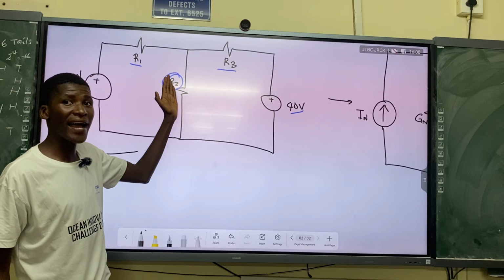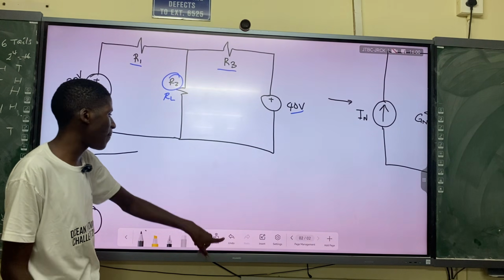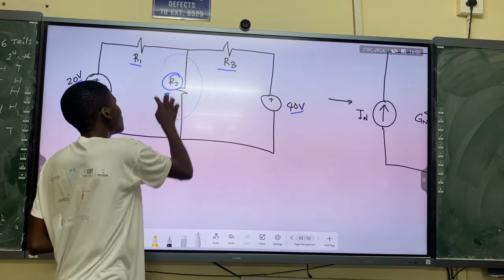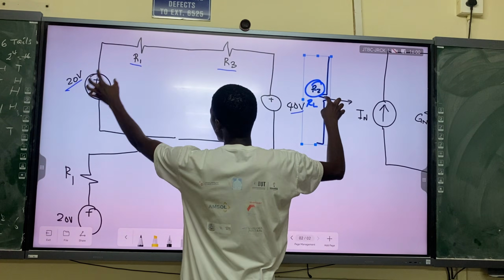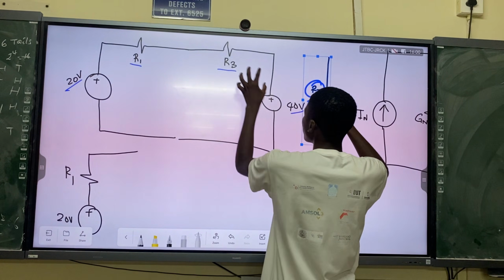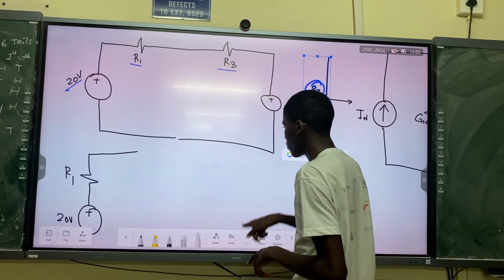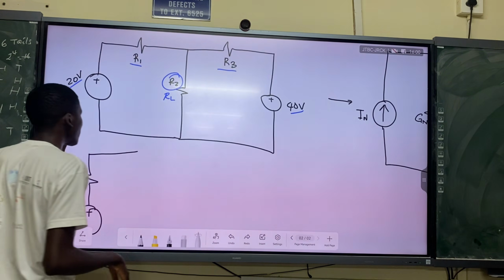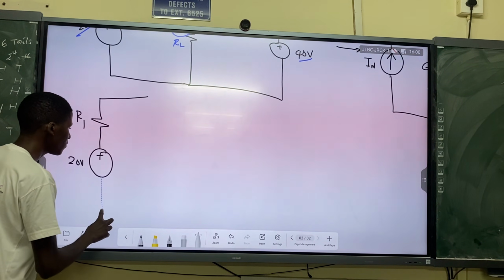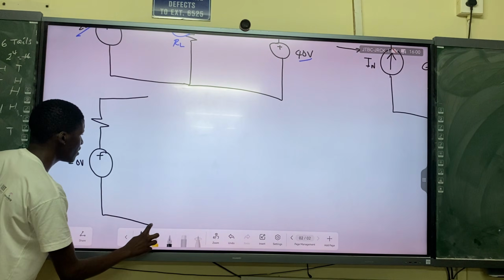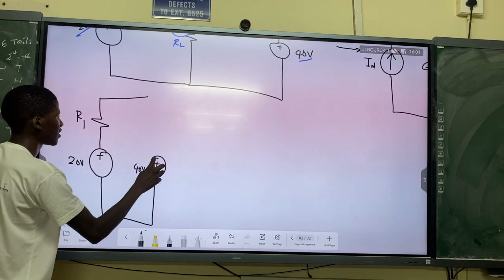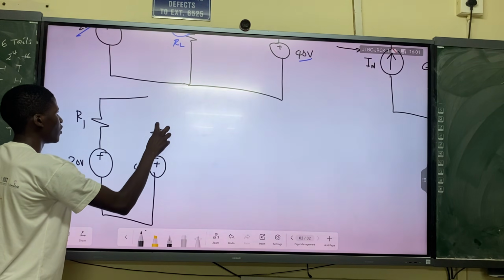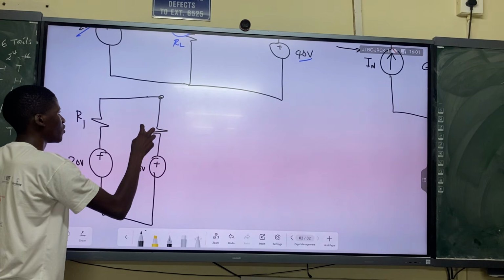And just keep along outside. We're taking this portion out. What remains is the 20 volts with R1, and the 40 volts with R3. So that's why we are taking it out. This is going to be this voltage source which is 40 volts, with R3.